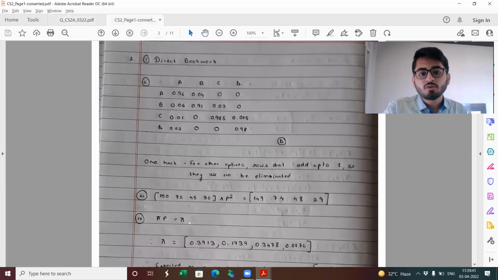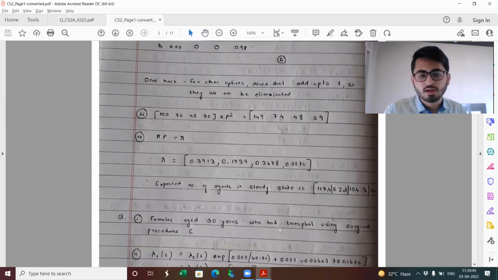So pi P is equal to pi. I get the value of pi, which is nothing but the stationary distribution. Again, the workings are something I've not shown here. I took the assistance of R programming to calculate this. Otherwise, it's the normal way: you'll have multiple equations and need to solve them simultaneously. The expected number of agents in steady state is you multiply 300 with each of these terms.